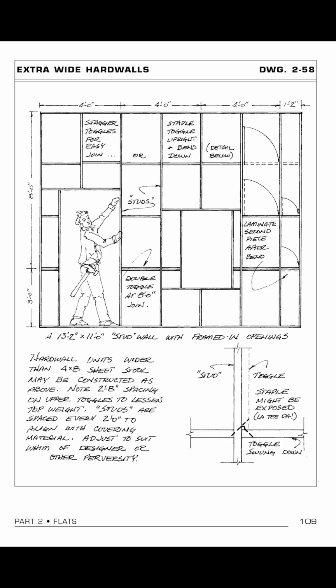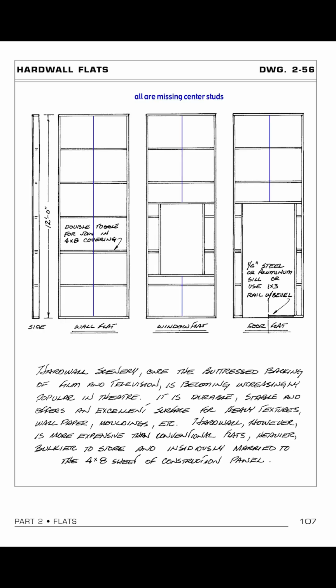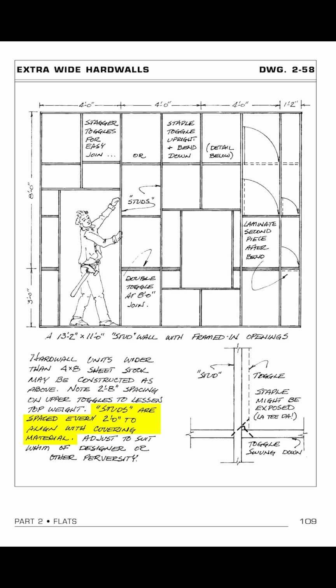But then on page 109, they suggest a different set of structural rules altogether. The sample flats on page 107 and 108 do not have a center stud on them. But on page 109, for larger flats, they are now suggesting to space studs every 2 feet. This change of rules is buried in a footnote on the bottom, so easy to miss.